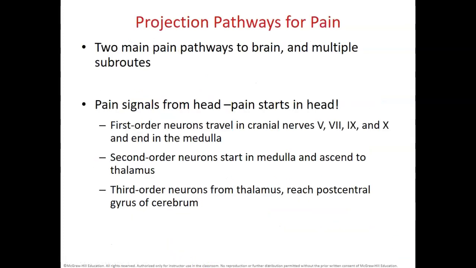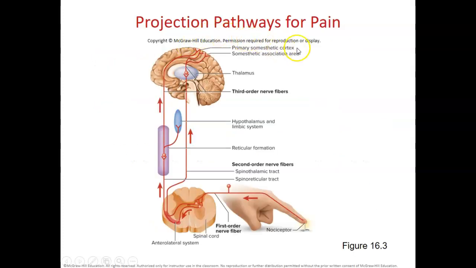There are two main pathways to project the pain to the brain. The pain signals from the head start from the first order neurons, travel through the cranial nerves up to the second order neuron that is in the medulla. Then the signals are further delivered into the thalamus. The third order neurons are located in the thalamus. Once these neurons in the thalamus receive the pain signal, it will be delivered into the post-central gyrus of the cerebrum. The projection pathway of the pain is shown in this figure.